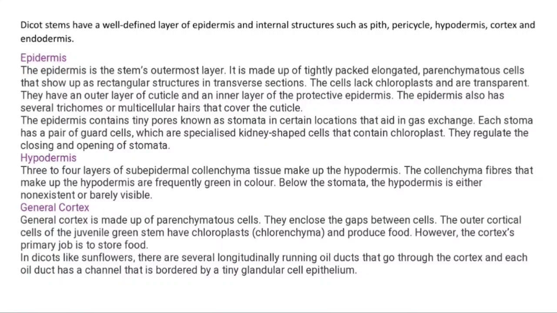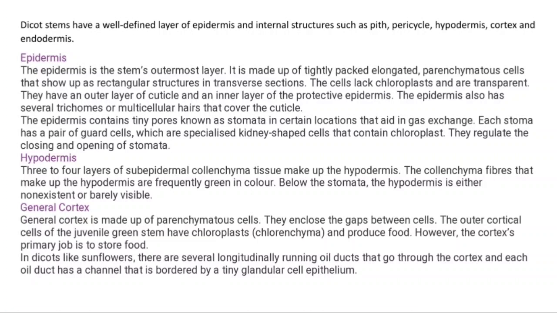Epidermis. Epidermis is the stem's outermost layer. It is made up of tightly packed elongated parenchymatous cells that show up as rectangular structures in transverse sections. The cells lack chloroplast and are transparent. They have an outer layer of cuticle and an inner layer of protective epidermis. The epidermis also has several trichomes or multicellular hairs that cover the cuticle.